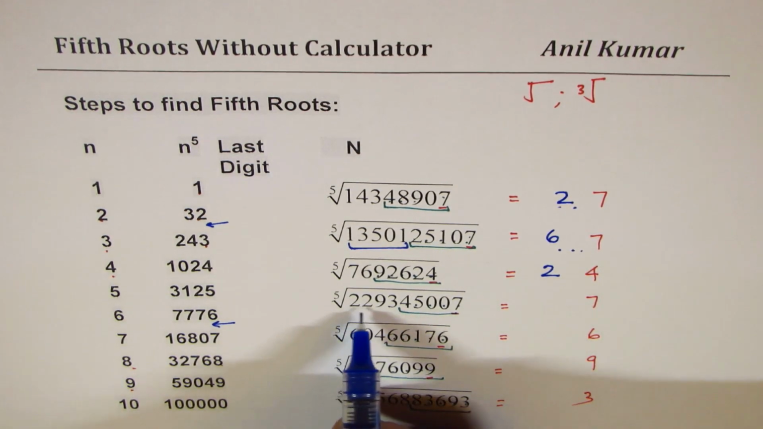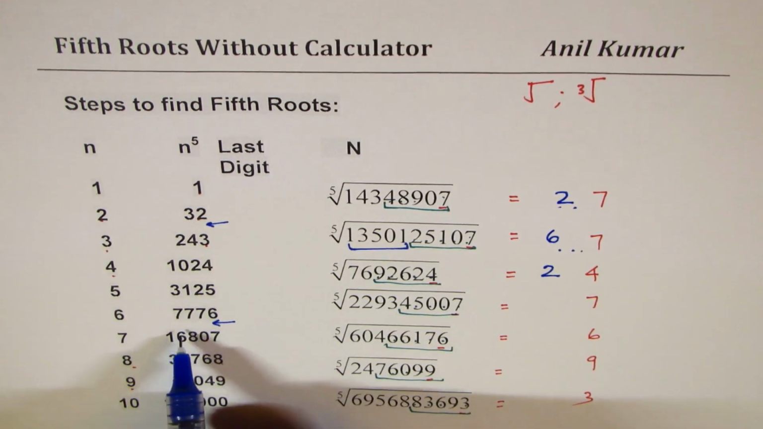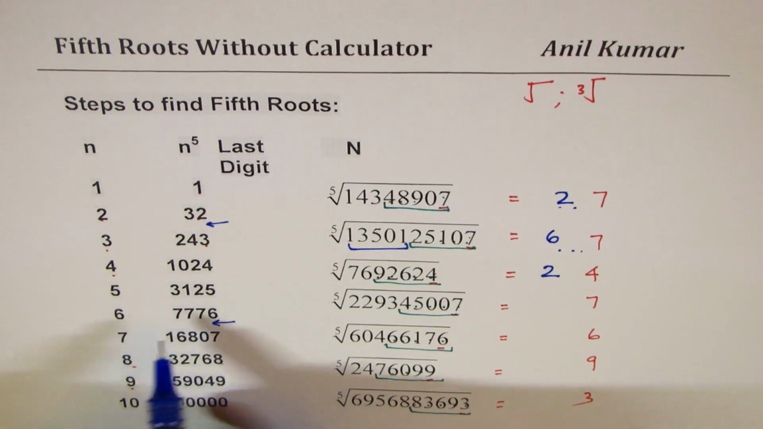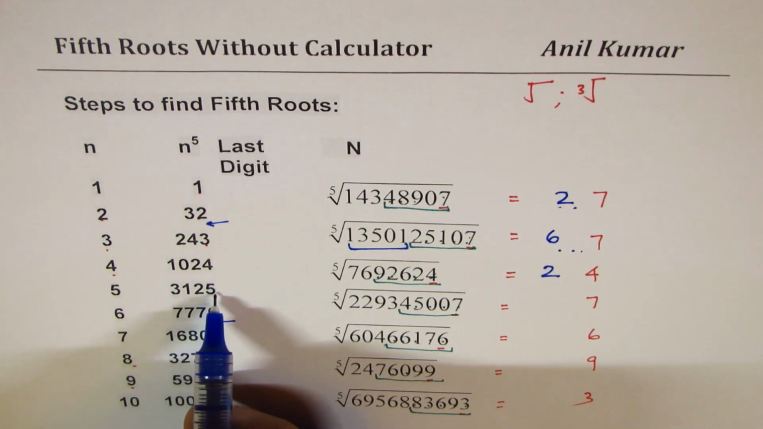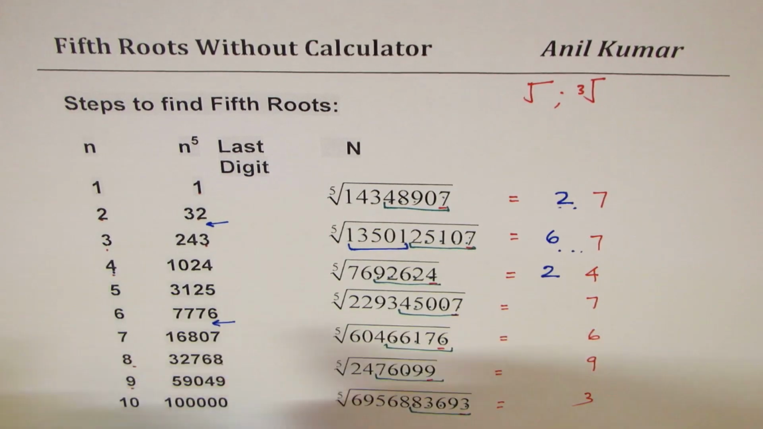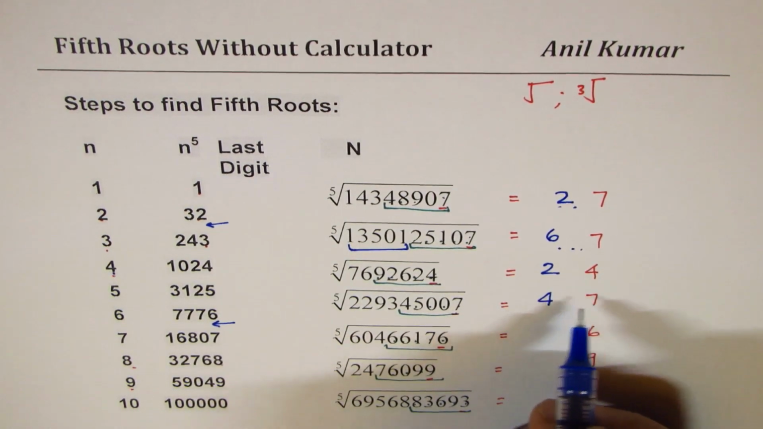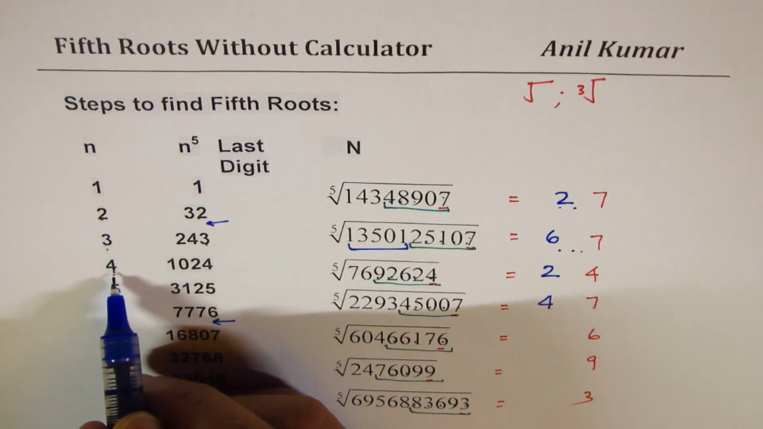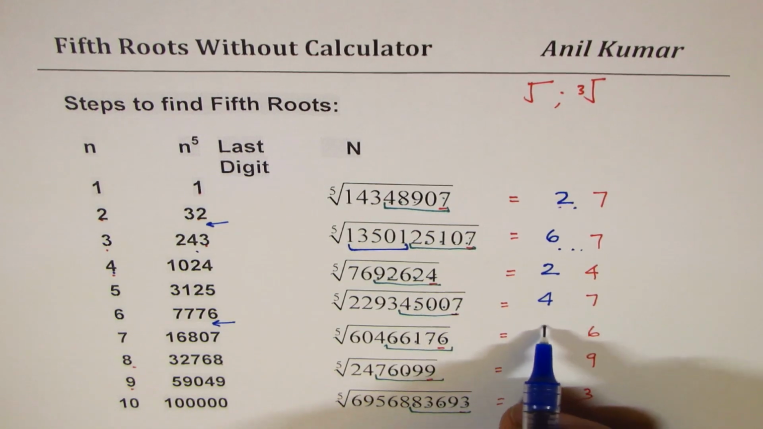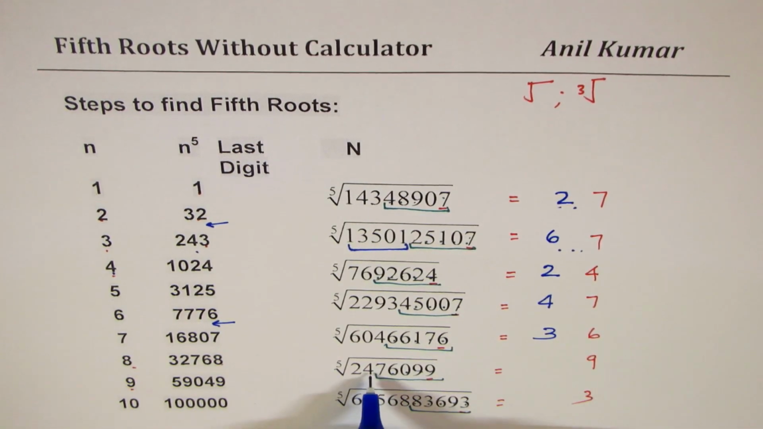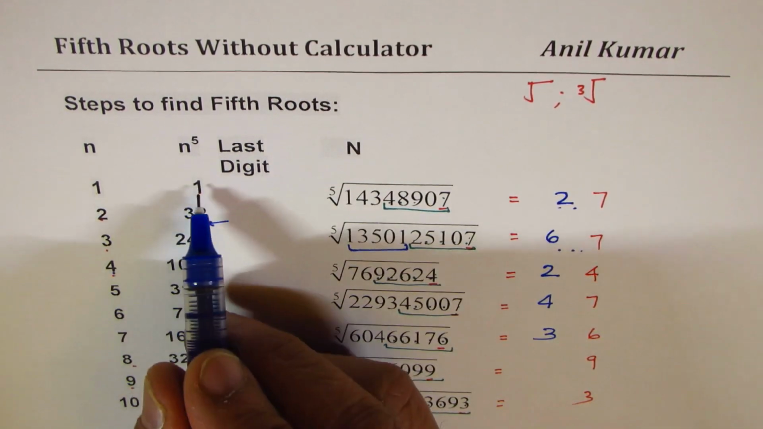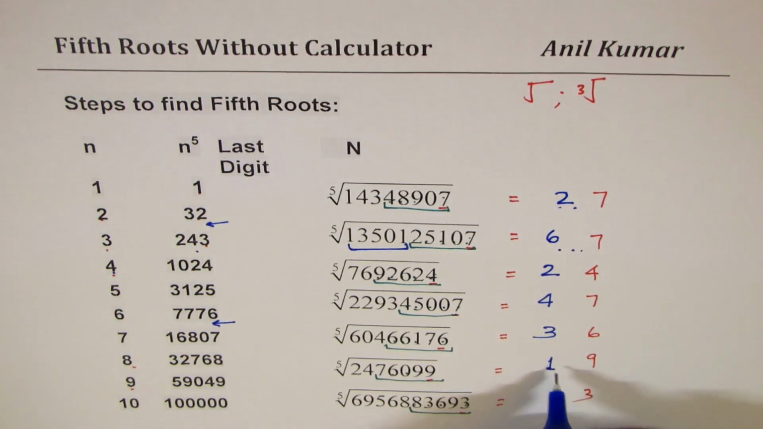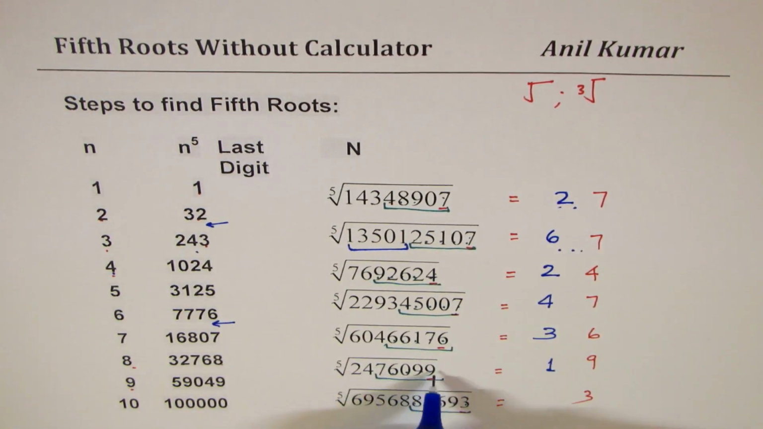Now the next number is 2293. So where will 2293 come? 2293 is below this, right? So it is 4. So we get here 47. Now the next number here is 604. 604 is between 3 and 4. So we'll take 3. Now here we have only the number 24. That means 1. So 19 to the power of 5 will be this number.